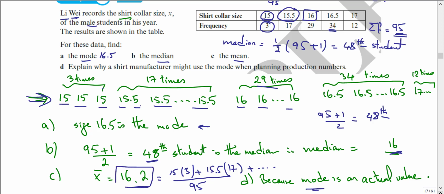So this is the mean, the median, and the mod. You get it now?